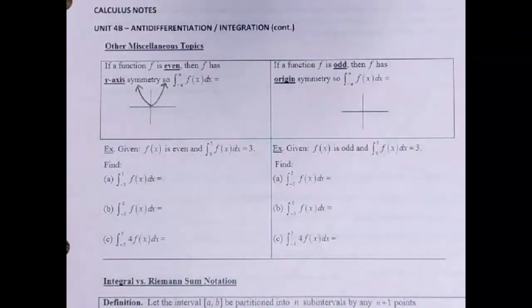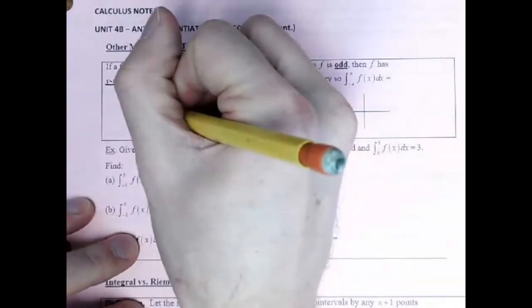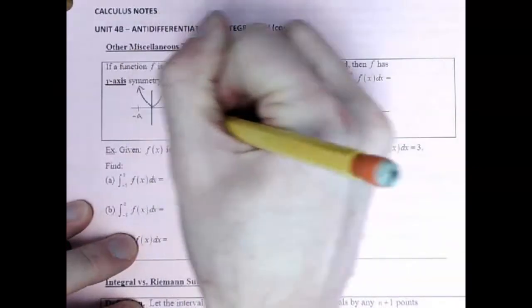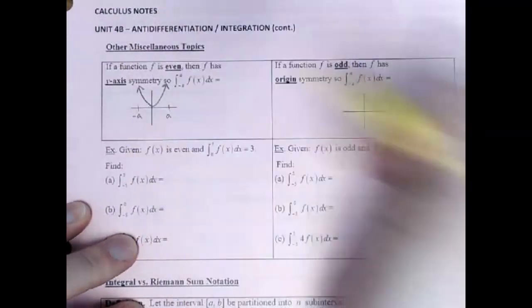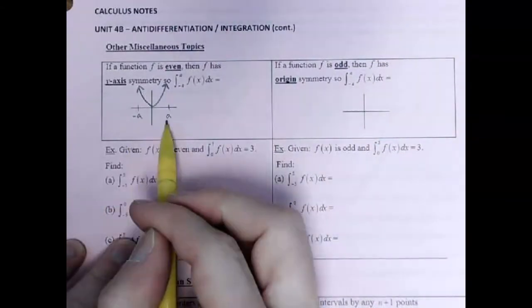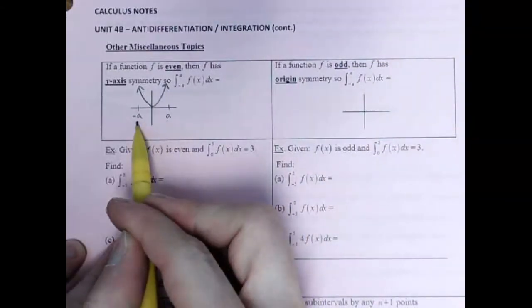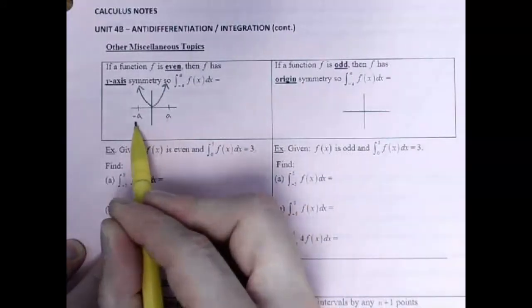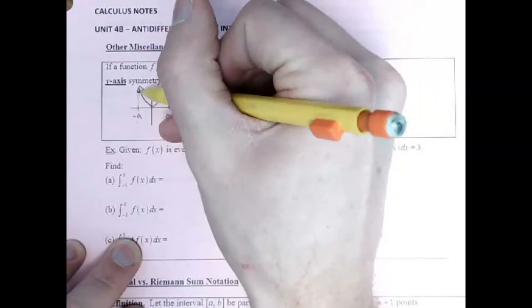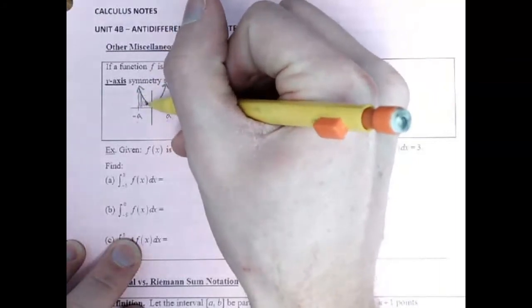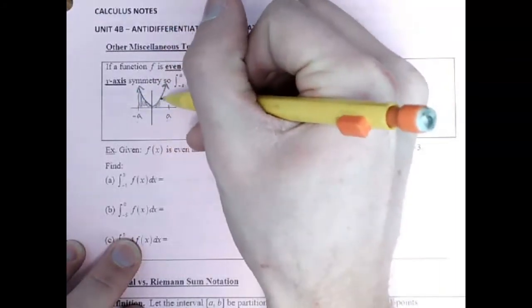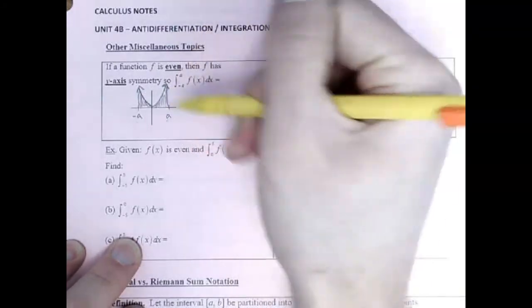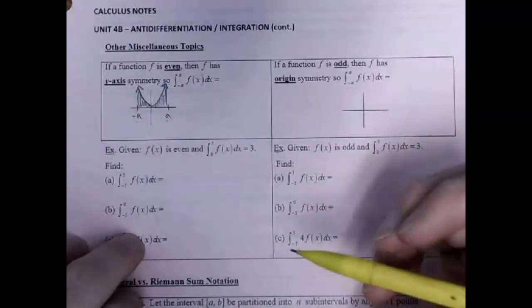And so what we would look at is, if I had some integral from negative a to a, that could be negative 5 to 5, or negative 17 to 17. If I had the same number on both sides, but of course the left one was negative, and I was trying to get the area bounded by the function and the x-axis, well, since the function's even, I can do a little bit of a shortcut.